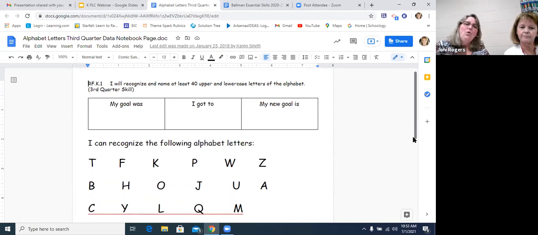They'll write their goal. Then after they've practiced several times during the day, when it's time for them to assess with their partner, they circle the ones that they know. Sometimes the partner has to help them and say, that was actually a C and not a K. And so they can erase if they accidentally circled something. And these data notebooks are discreet too, because it's only for that child's eyes. They don't have to expose it to the rest of the class.